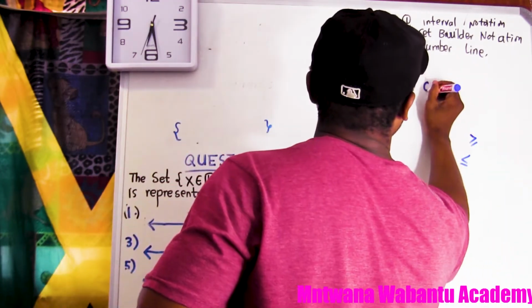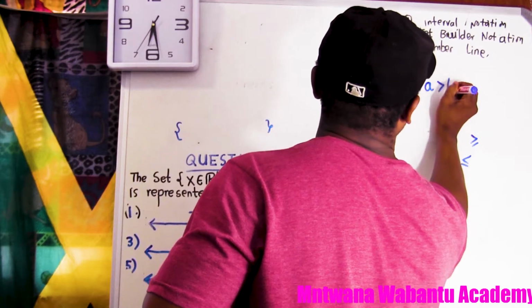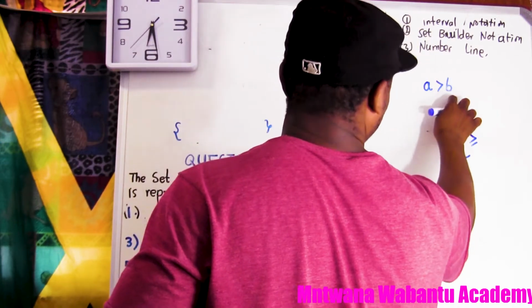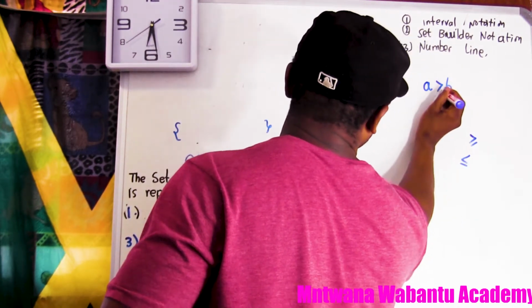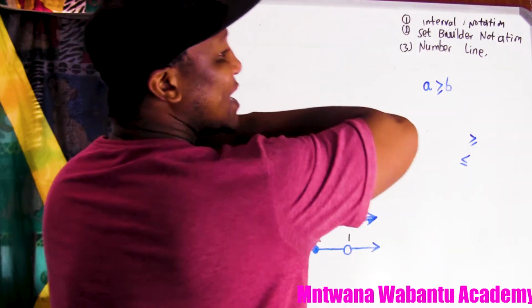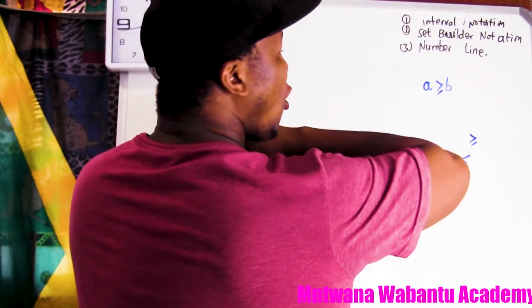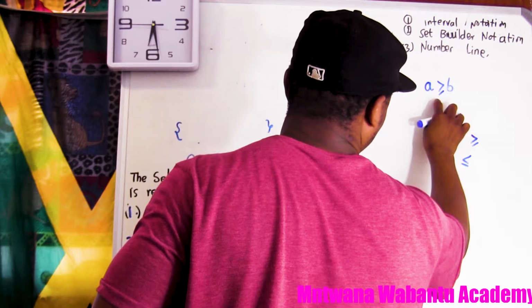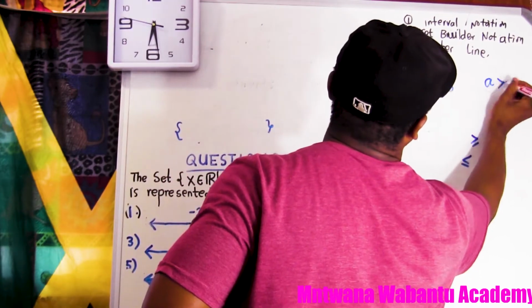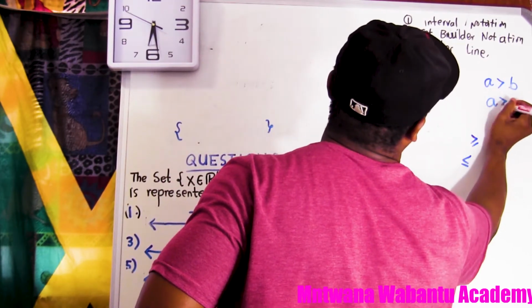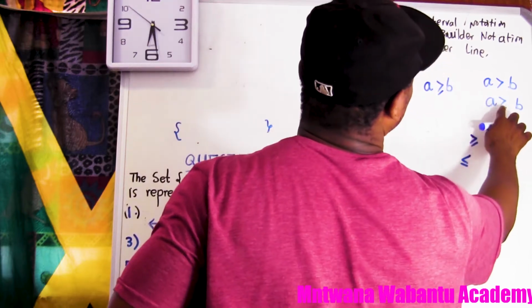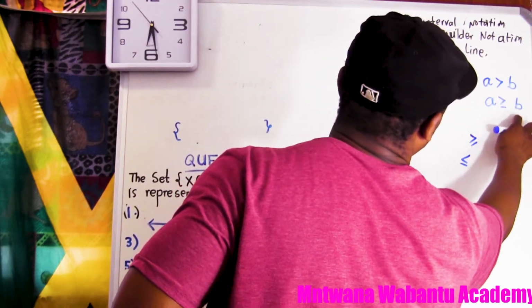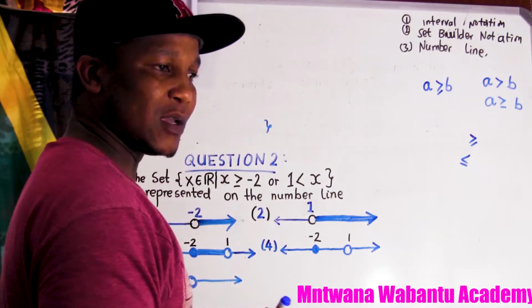So if I say A is greater than B, it means A is bigger than B. But when you put this sign here, it means bigger or greater or equal, because there's an equal sign here. This one is just greater: A is greater than B. But when you write this, you say A is greater than or equal to B. You see what I'm saying?